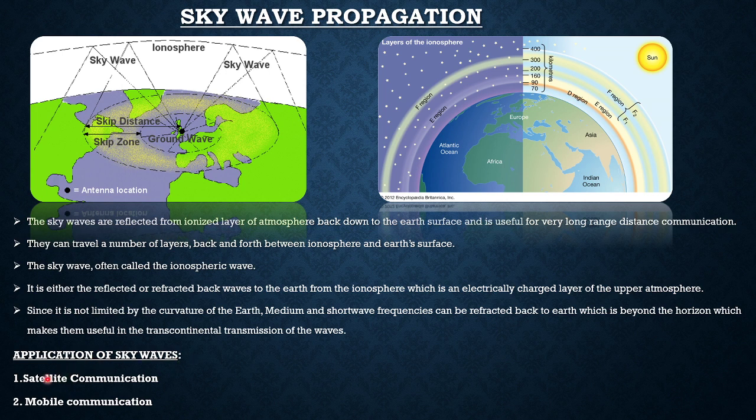Application of sky waves is in satellite communication, mobile communication, and so on. Now the question arises: the radio waves are reflected from the ionosphere back to the earth after a particular distance. That distance is termed as skip distance. We will be discussing the skip distance in the next slide.